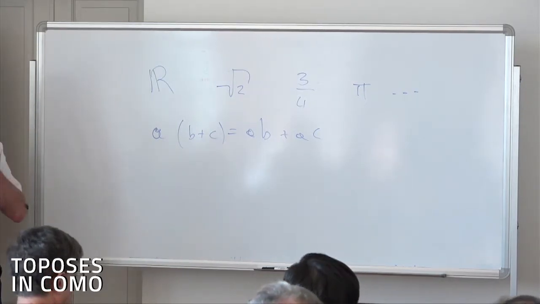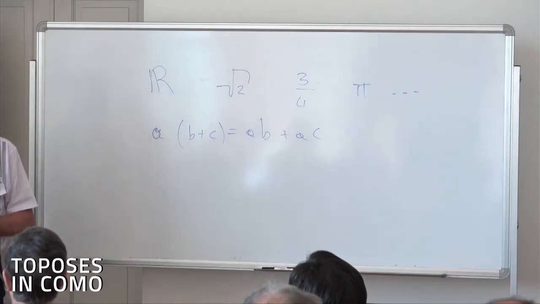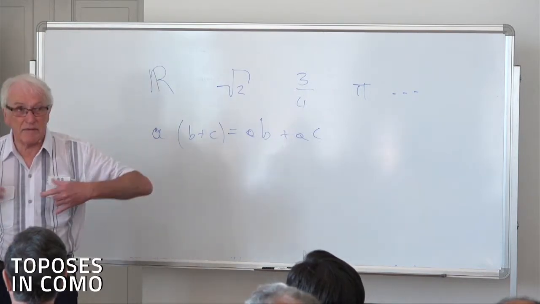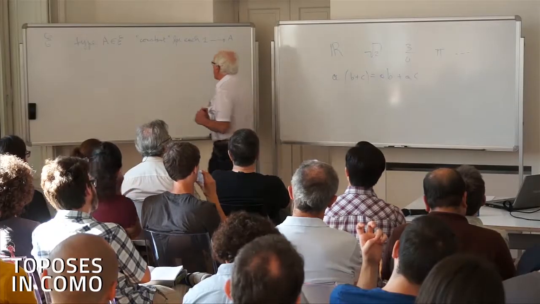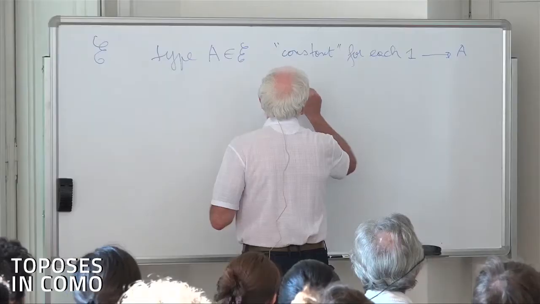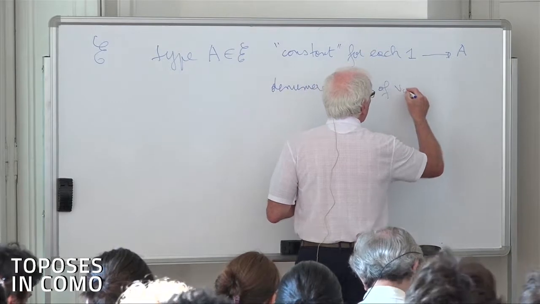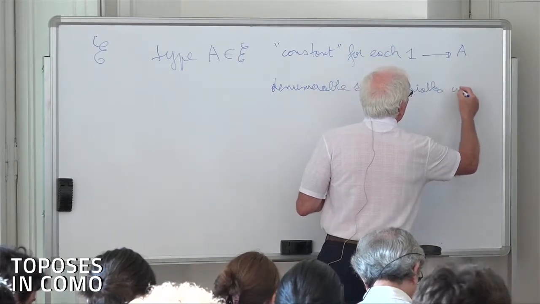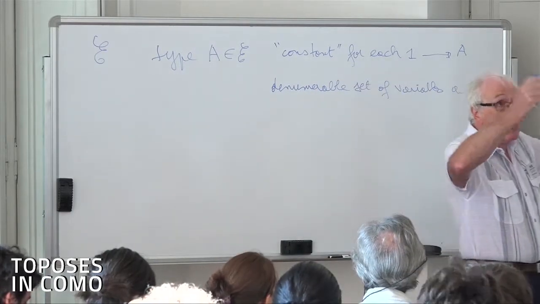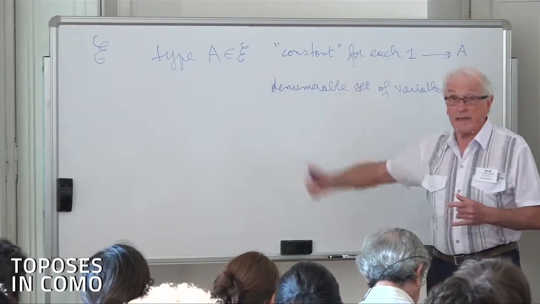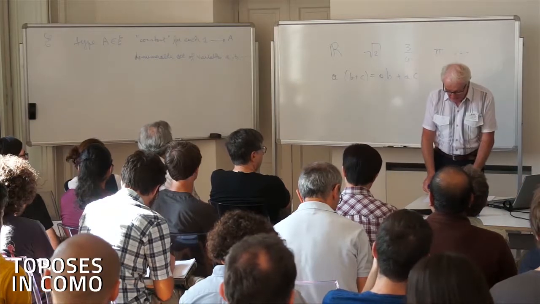How many variables are there? Well, my goodness, when I write a formula, my formula is finite because my life is finite, so I have no time to write an infinite formula in my life. So I shall take a denumerable set of variables which I shall write a, b, c, and so on, and which I shall use to express things about my object A. These are the basic letters of my language.